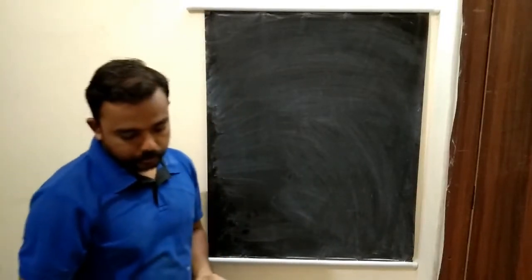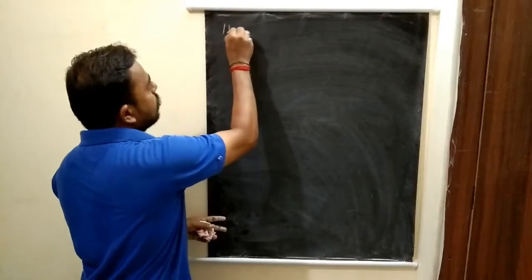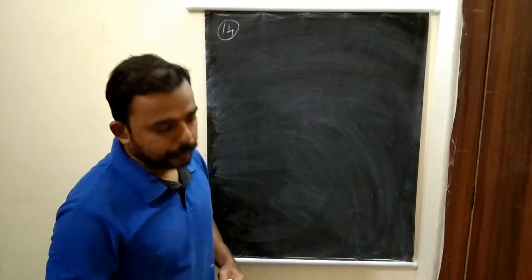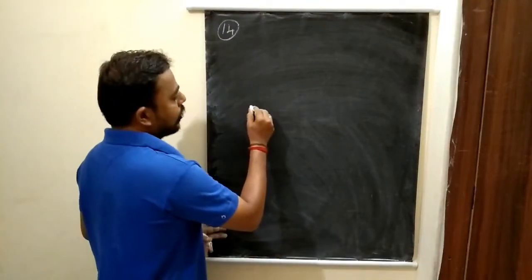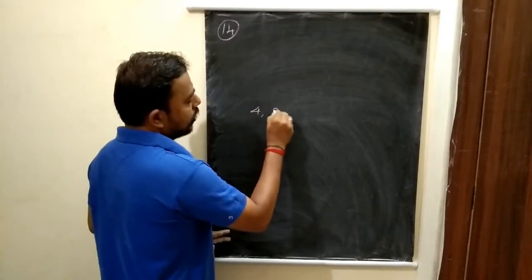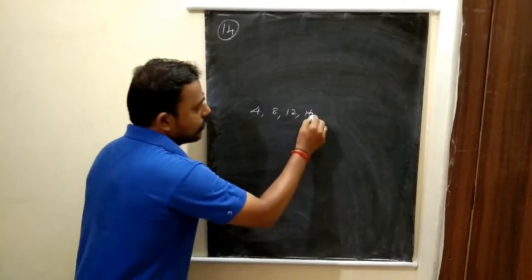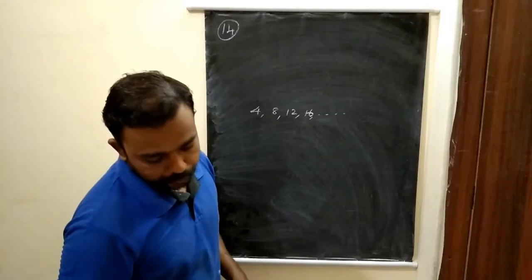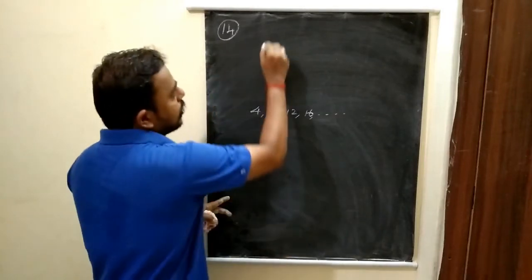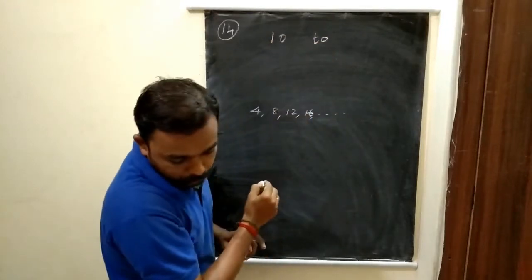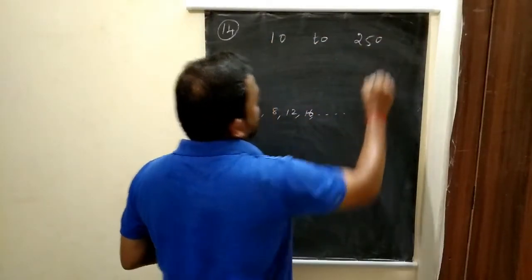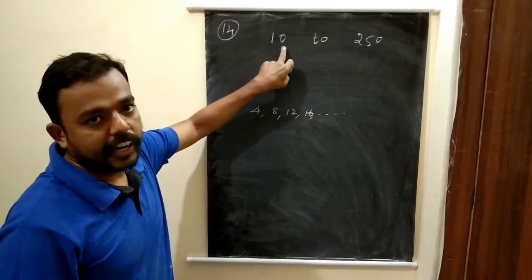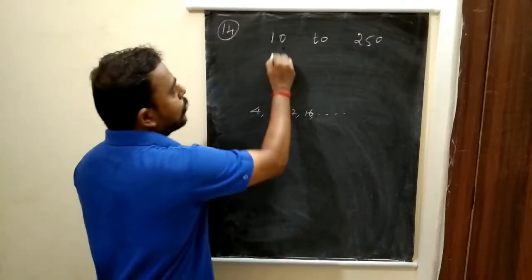Now we are going to solve the 14th problem. How many multiples of 4? Multiples of 4 means the 4 table: 4, 8, 12, 16 and so on. How many multiples of 4 lie between 10 and 250? The number should be divisible by 4. So starting number 10 is not possible, 11 not possible. So the starting number should be 12.